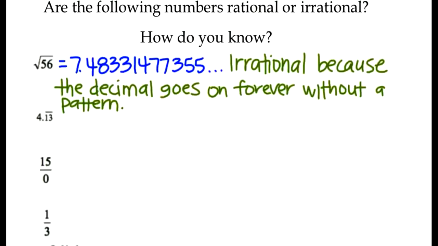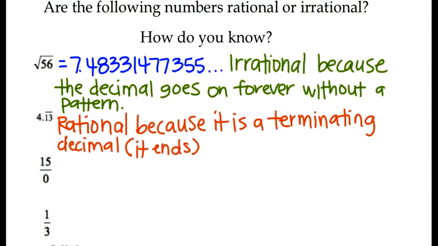Now 4.13, and the 13 is repeating. So I don't have to change the number, but I can say that this number is rational. And I can say that it's rational because it's a terminating decimal. The decimal ends. It doesn't go on forever and ever. So what you should have written as your answer is rational because it is a terminating decimal, or it ends.